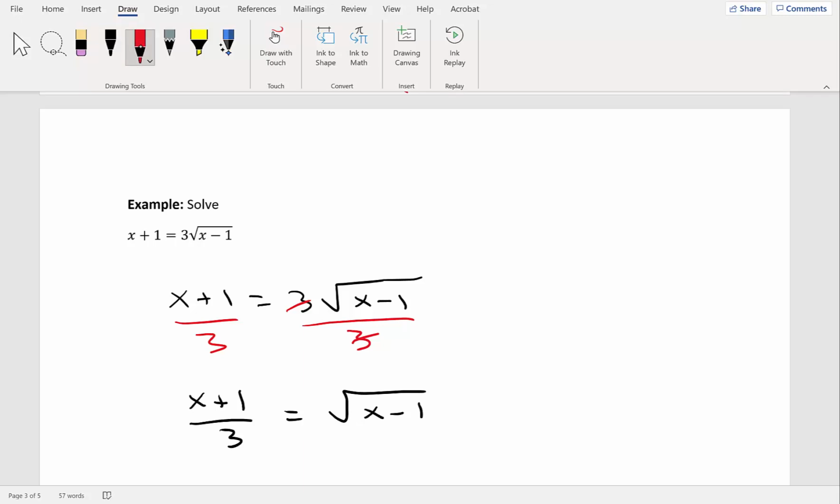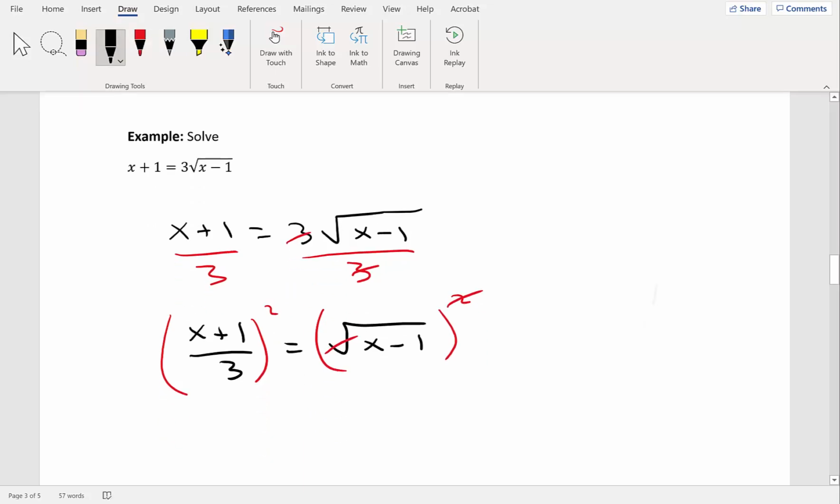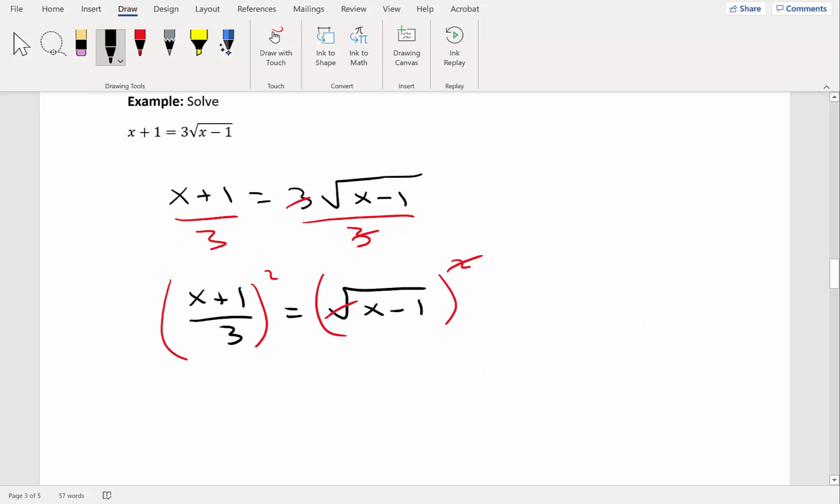Now that our radical expression is isolated, we're going to raise both sides of the equation to the power of the index, which is 2. So square root, second power cancel out. Now on the left-hand side of the equation, x plus 1 over 3 raised to the second power. I have to raise the numerator to the second power and the denominator to the second power as well. And on the right-hand side, I just have x minus 1 because the square root and second power canceled out.